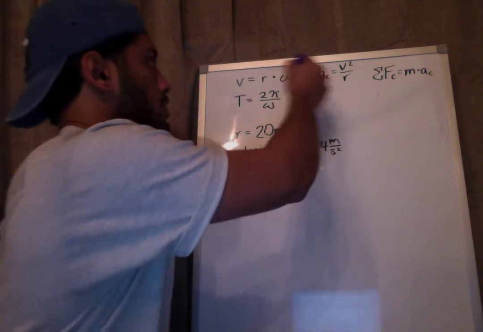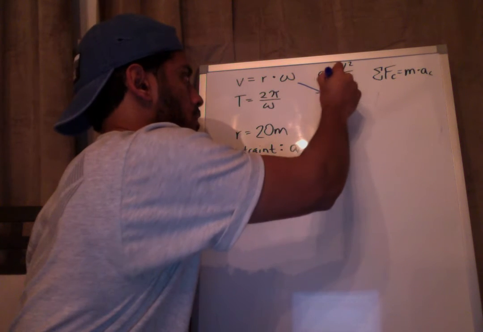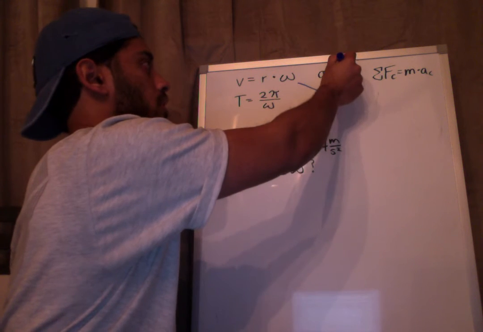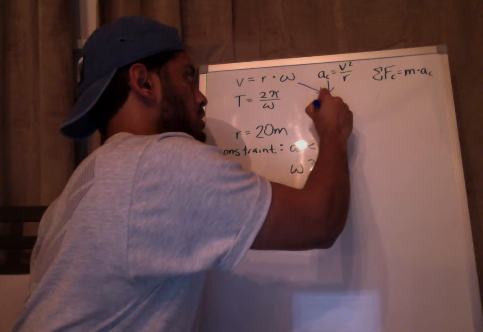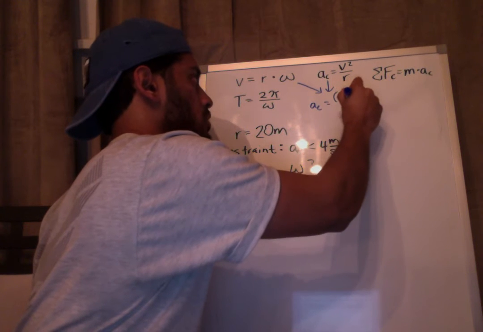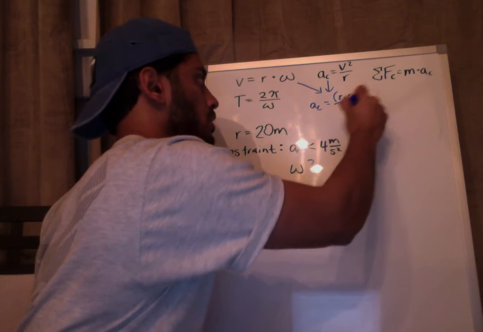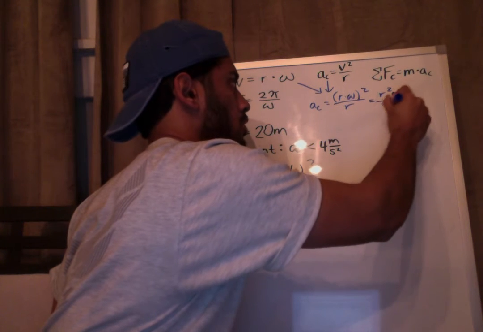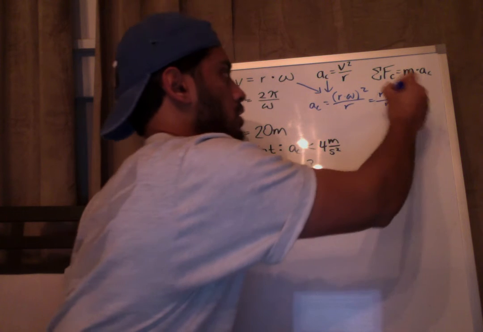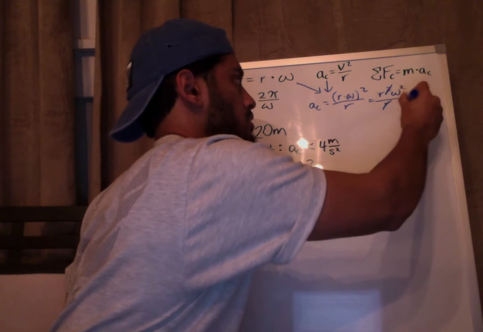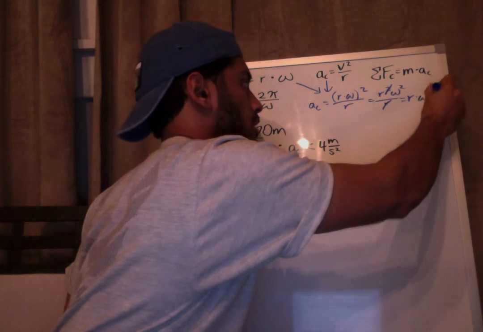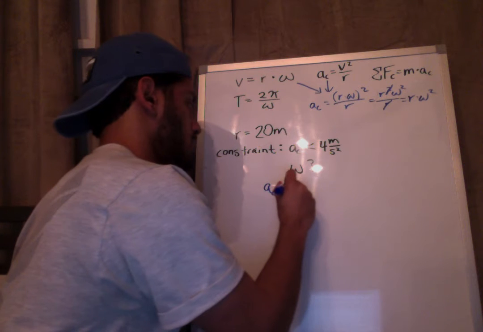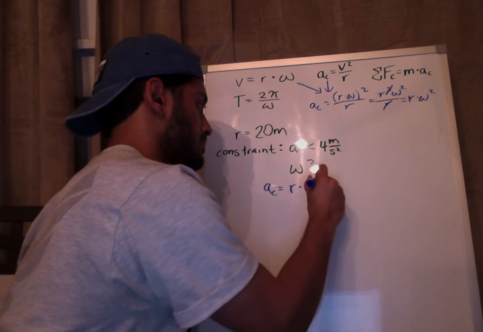Using these two equations together, we could plug in this definition of linear velocity for the velocity over here, and we get a_c is equal to r times omega squared over r, which as you simplify, becomes r squared omega squared over r. Then one of these r's cancels out, and you get r times omega squared. So that's the equation we'll use. Let me write down: centripetal acceleration is equal to r times omega squared.